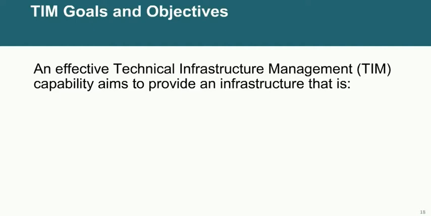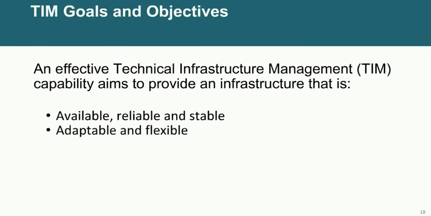Next, we look at the goals and objectives of the TIM CC. TIM needs to provide a technical infrastructure that is available, stable, and reliable. It's a kind of core requirement. The second thing is that TIM needs to provide a technical infrastructure that is adaptable and flexible, and by using forward planning that addresses business volumes, variances, and velocities, and doing this while creating, acquiring, improving, and disposing of infrastructure components.